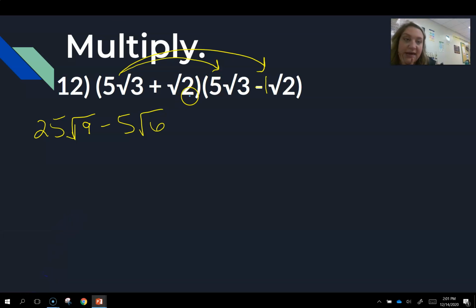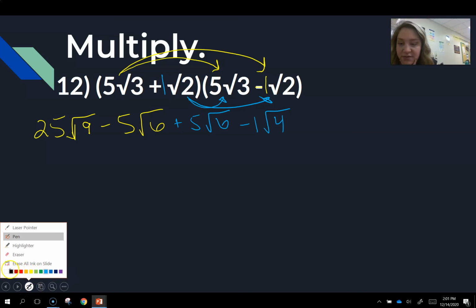All right, do it with my square root of 2, so distribute that. Square root of 2 times 5 square root 3. Well, the numbers on the outside are really 1 and 5, so that gives me a positive 5. Square root 2 times square root 3 gives me the square root of 6. Distribute one last time. Positive 1 times negative 1 is negative 1. Square root 2 times square root 2 is square root of 4. All right, we got some simplifying to do here.